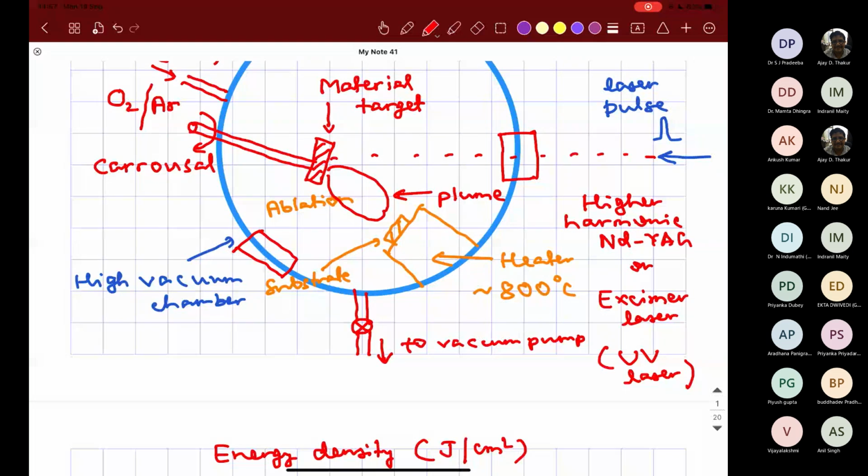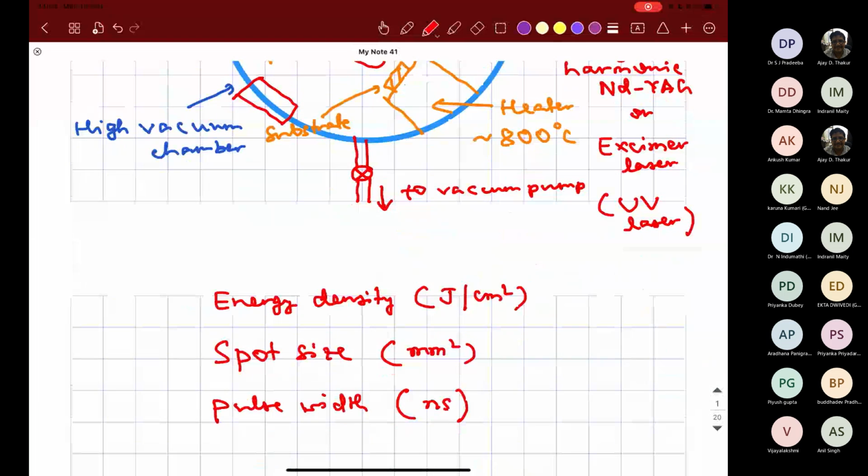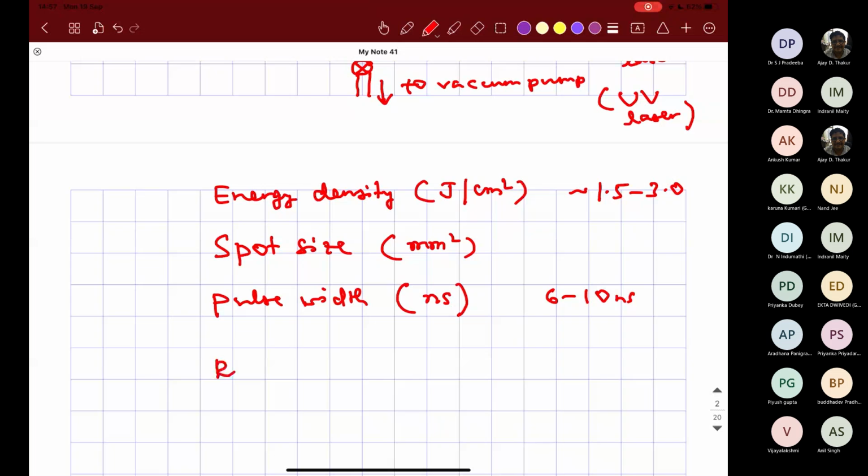So 80 millijoule over say 0.1 centimeter square would be like 8 joule per centimeter square of energy. In general, the typical energy densities would lie in the range of 1.5 to 3 joules per centimeter square. Spot size would be a fraction of a millimeter square, and pulse width, as I already said, is about 6 to 10 nanosecond, and there is a rep rate.